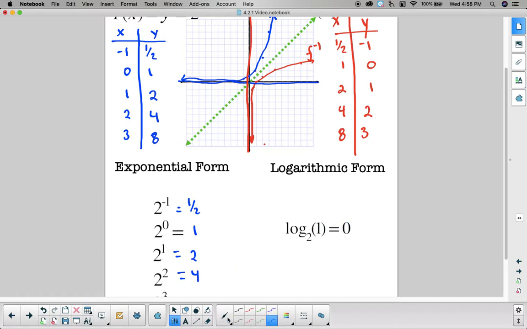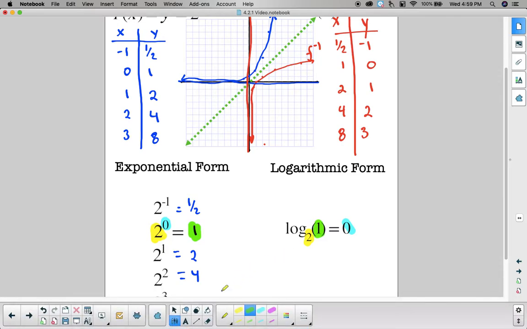So the base stays the same. If I'm raising stuff to the power of 2, my log that undoes it is going to be base 2. So the base stays the same. Now the exponent is the input to the exponential function. So the exponent is going to be the output of the logarithmic function. And then the input, or the output of the exponential function, becomes the input to the logarithmic function.